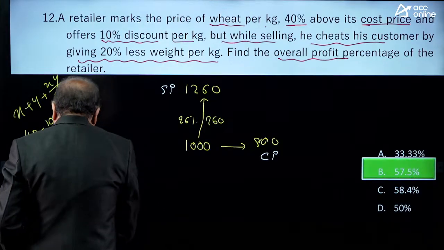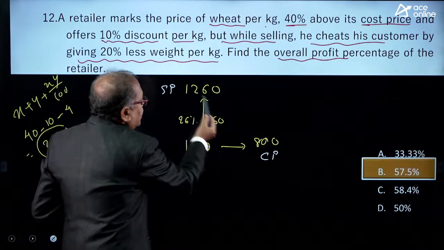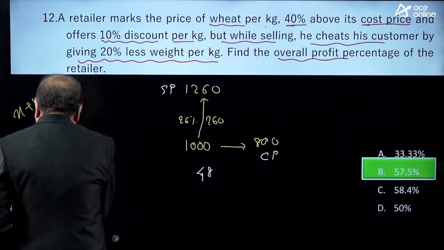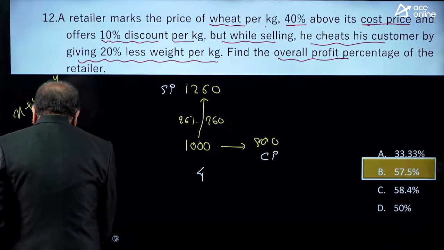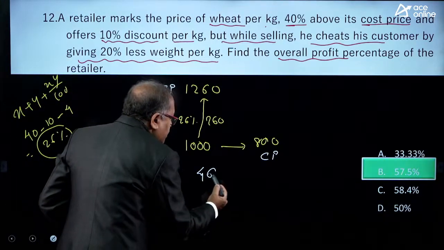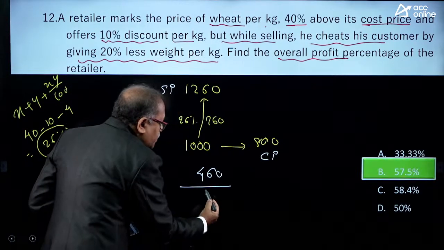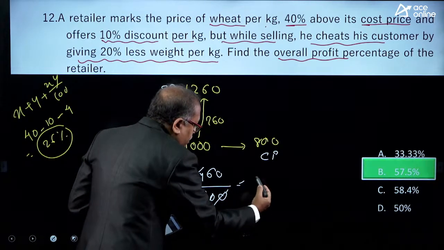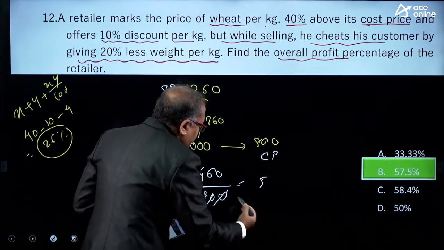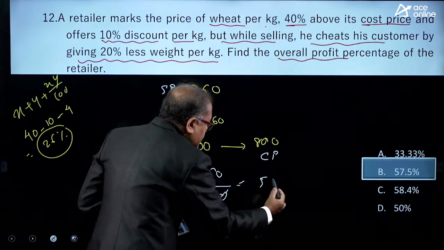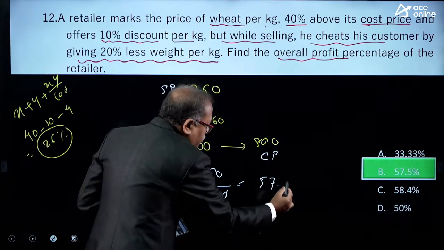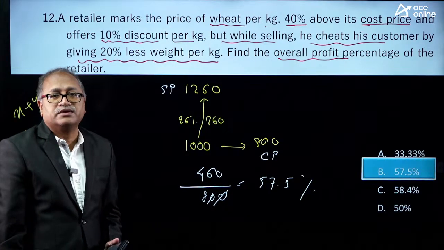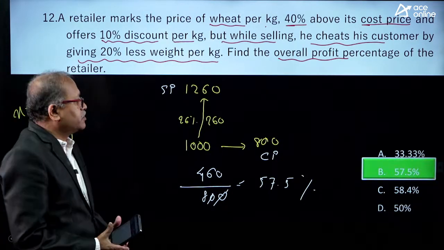So let's move on towards the solution part. I can see that 460 is what percentage of the cost price? 800. So we know into 100 the zeros get cancelled, and 8 5s are 40, and then comes 8, 7, 5, 6 and 4, that is 5. So 57.5% is your right answer. Well done all my young friends.